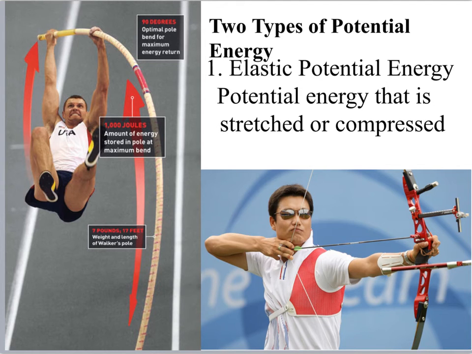The second example here is the bow and arrow. The bow, as we know, is able to stretch and compress. So when the archer pulls back the bow, he's putting all this energy into the arrow, and when he lets go of the arrow, boom, now that potential energy is going to be transferred into kinetic energy.